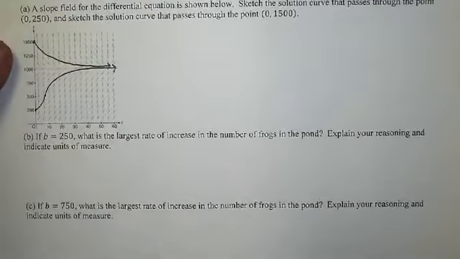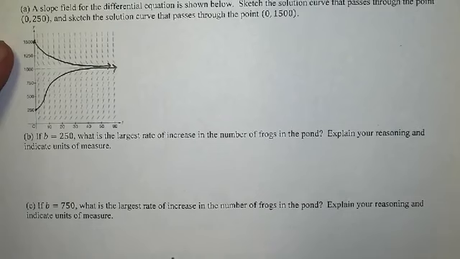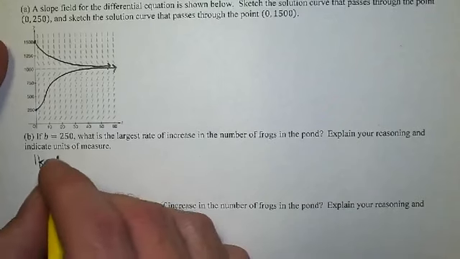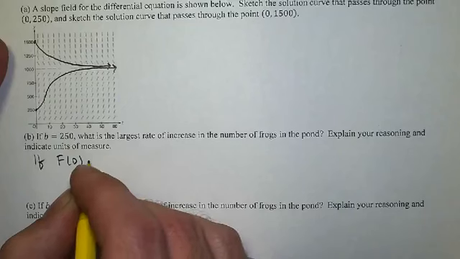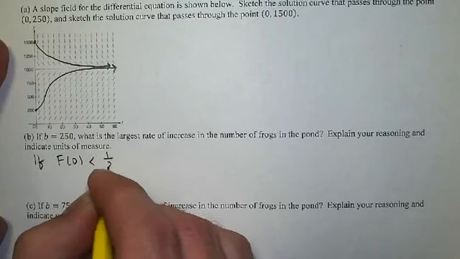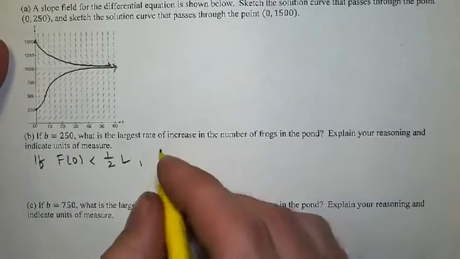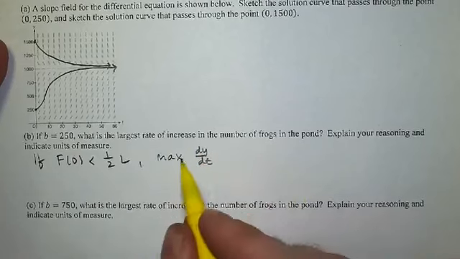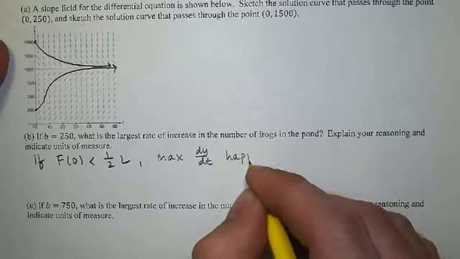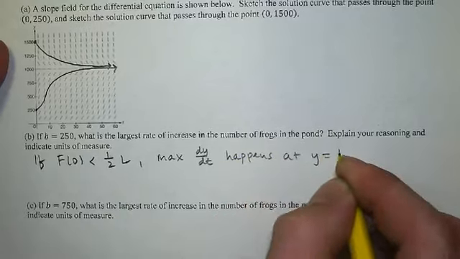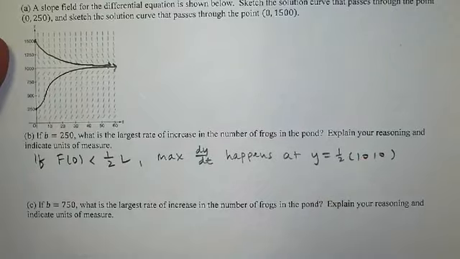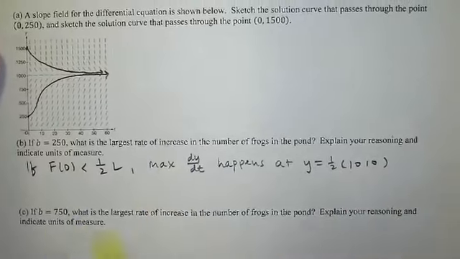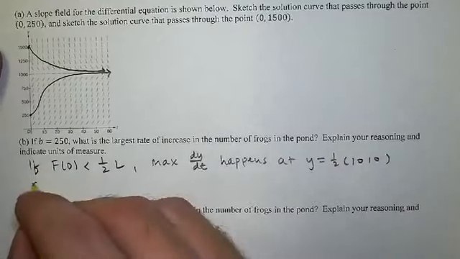Okay, if b is equal to 250, what is the largest rate of increase in the number of frogs in the pond? Well, if the initial population is positive but less than half of the carrying capacity, the maximum value of dy/dt happens at y equals half of 1010. And so that's going to be 505. The actual largest rate of increase is where I plug in 505 and get dy/dt.